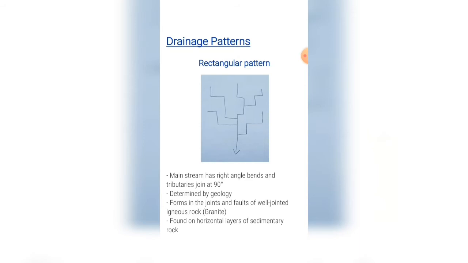It is determined by the geology of the surrounding areas. It forms in the joints and faults of well-jointed igneous rock, for example granite, and it is found on the horizontal layers of sedimentary rock.